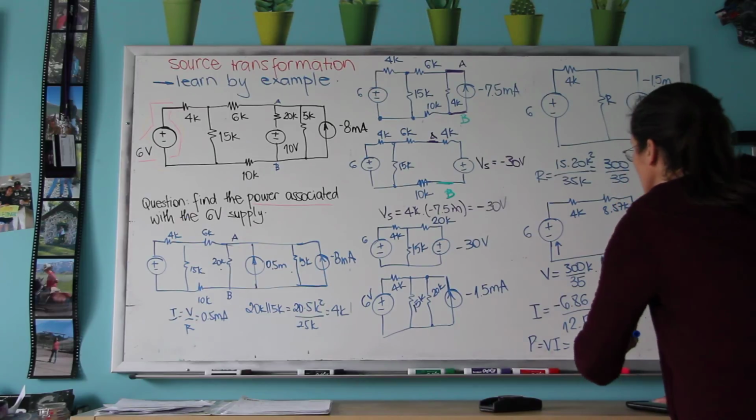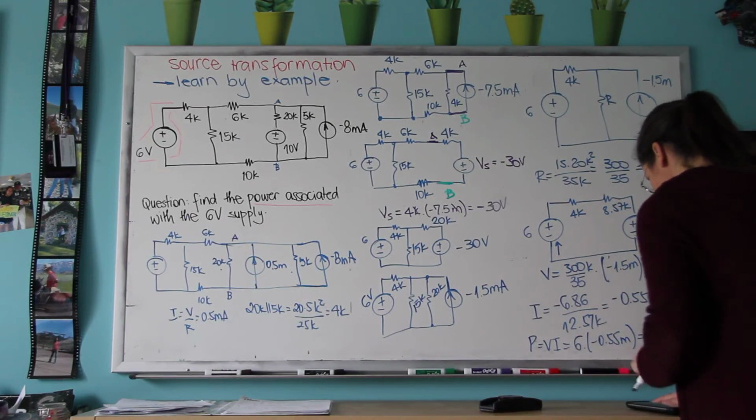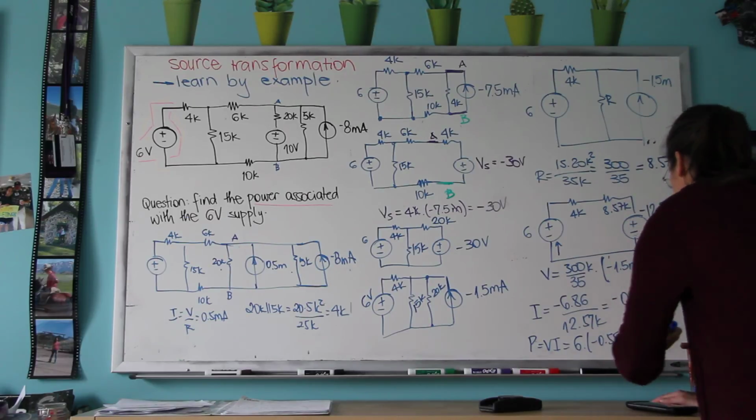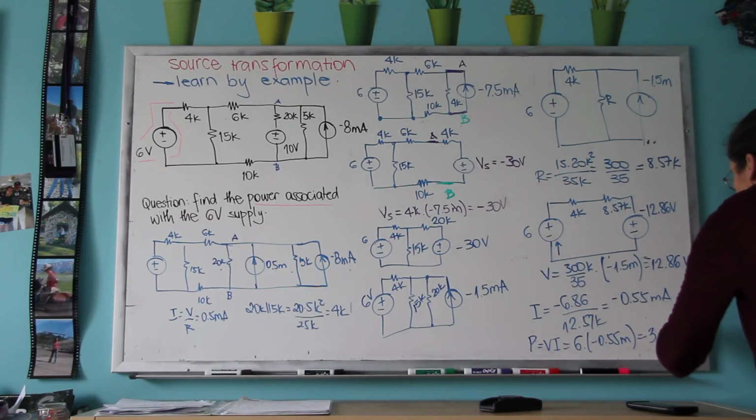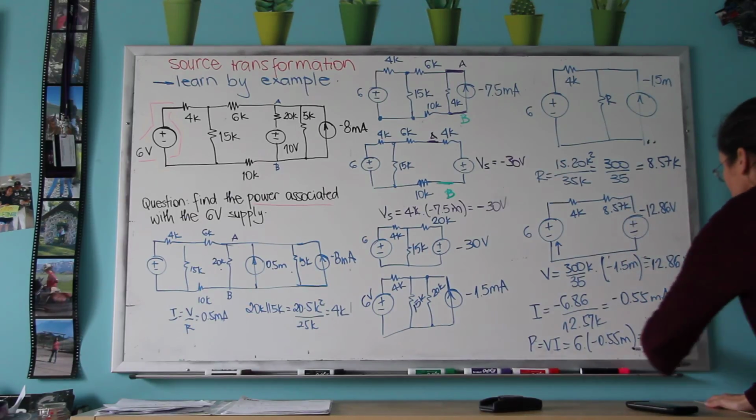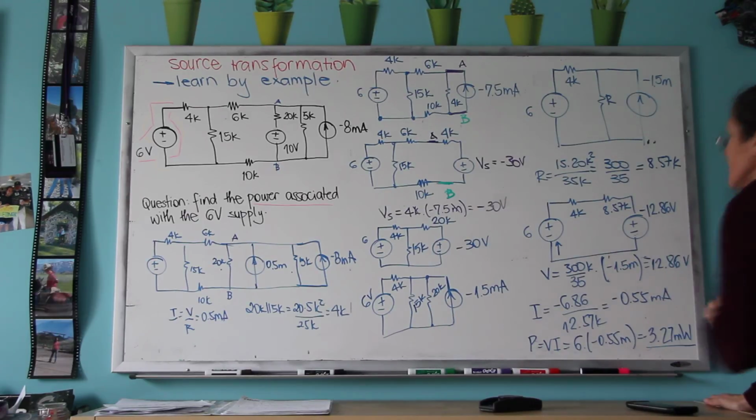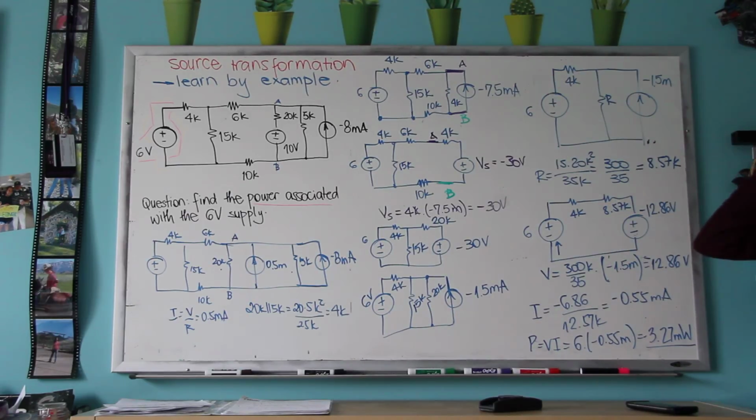And if I multiply this by 6 volts, I get P equals VI, which is 6 times minus 0.55 milli, which is minus 3.27 milliwatts. So this is the answer to the question about the power associated with the 6-volt supply.